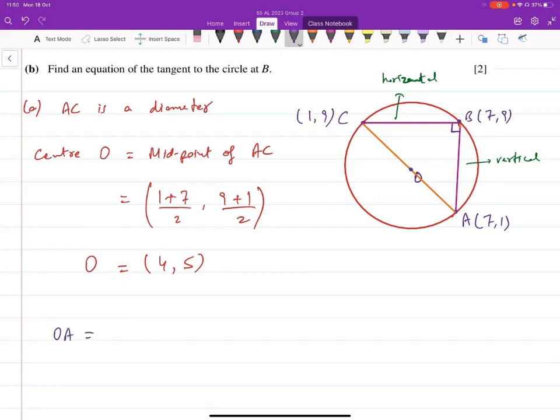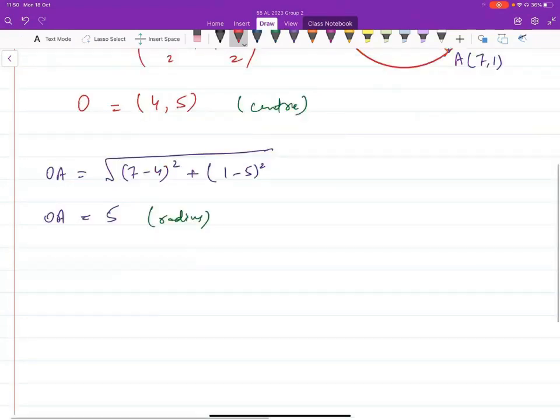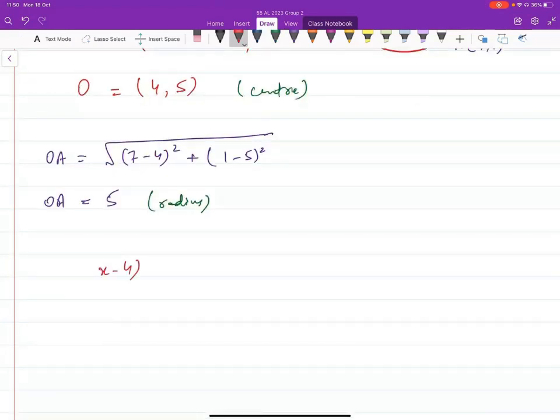So let's say OA कर लेते हैं. That's going to be 7 minus 4 whole square plus 1 minus 5 whole square. That's going to be 3 square plus 4 square. Radius is going to be 5. You've got the radius. We've got the center. You've got both of those things. You can write down the equation of the circle now. The equation of the circle is going to be x minus 4 whole square plus y minus 5 whole square equals 5 squared.